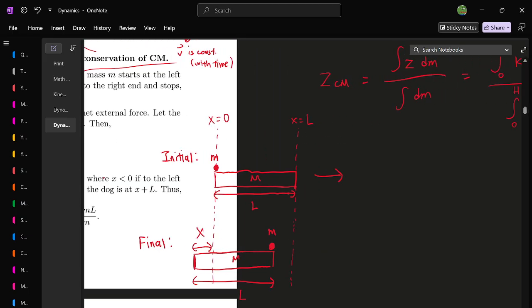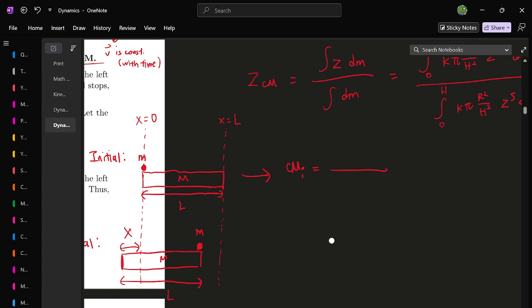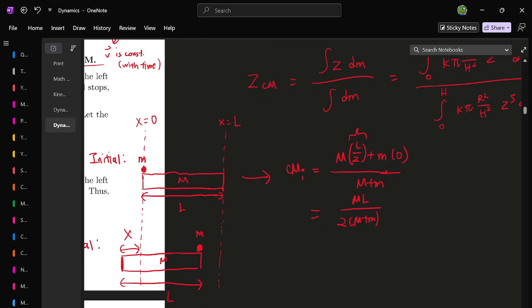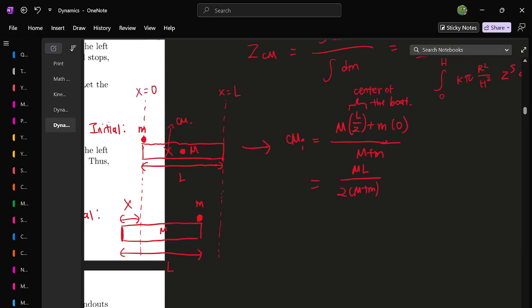So initially, the location of the CM using this coordinate system is simply given by this, which is equal to this. Now this L over 2 here comes from taking the center of the boat. So we are taking this point here. So yes, of course, we are assuming that the boat is uniform. So we can see that the CM is somewhere around here. Now, by conservation of CM, the final CM is equal to the initial CM.